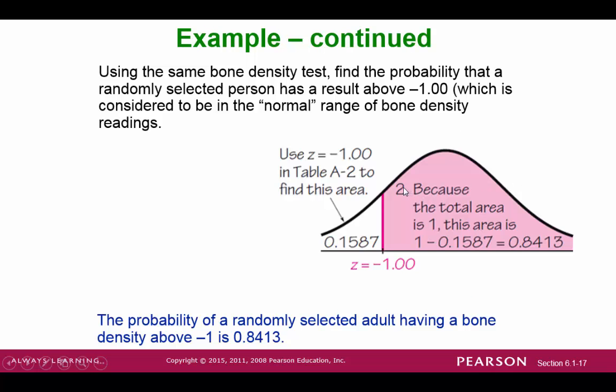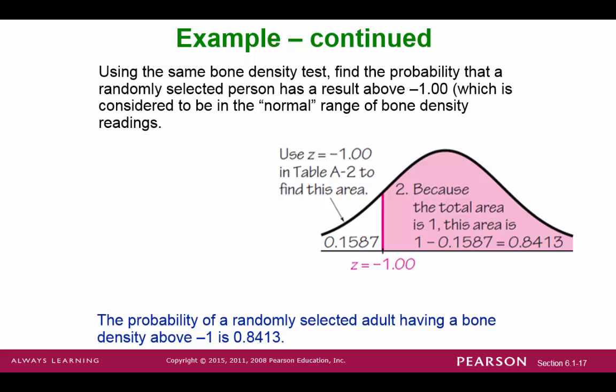Let's try another example. Here we have a similar problem, except we want to find the shaded region that's greater than negative 1. So in words, maybe we can be asked, using the same bone density test, find the probability that a randomly selected person has a result above negative 1. So we want to shade in the values that are greater than this. The low value is negative 1, and the high value goes off to positive infinity. Those are going to be our limits, and our mean is 0 and the standard deviation is 1.